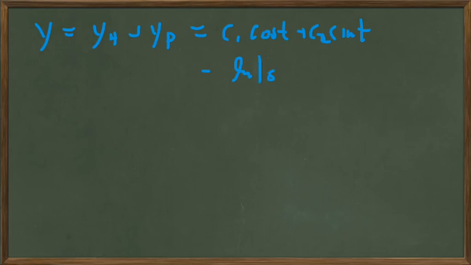Wrapping this up, y is yh plus yp, which is c1 cosine t plus c2 sine t, we already calculated that was yh, minus ln secant t plus tangent t, all multiplied by cosine t. So there is the solution to that.